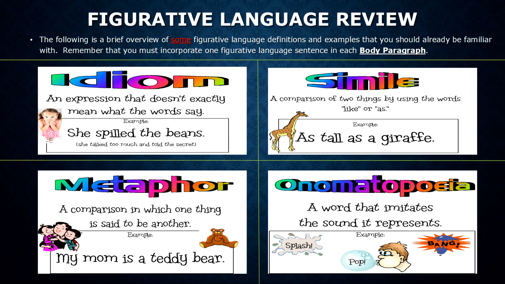Onomatopoeia: a word that imitates the sound it represents. Example: splash, pop, bang. All of these words sound as how they are written. Onomatopoeia.